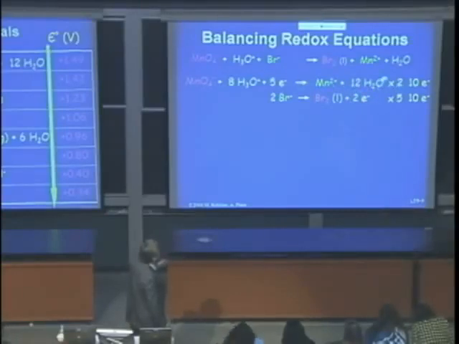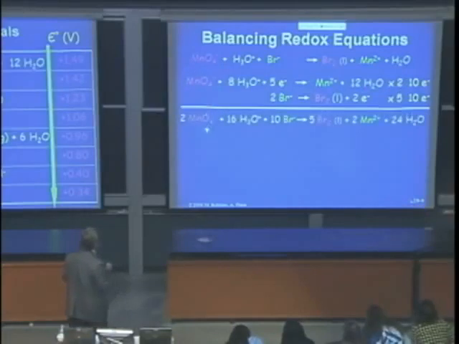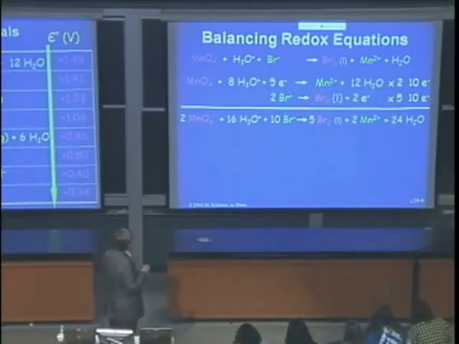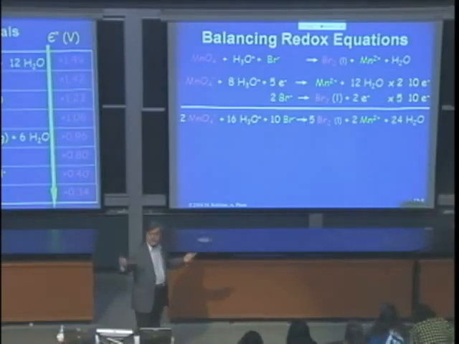Now I have multiplied this with 2, and I have multiplied this with 5. So now the electrons cancel. I have 10 here and 10 here. So now I can add this up, okay? I have MnO4-. How many do I have there? 2 MnO4- plus 16 H3O+ plus 5 times 2 is 10 Br-. And these 10 electrons here cancel against these 10 electrons here, so I can take this out and this out. So now I have multiplied this with 2, giving 2 Mn2+ plus 24 H2O, and this I have multiplied with 5, giving 5 Br2, okay? With this you have your reaction done.